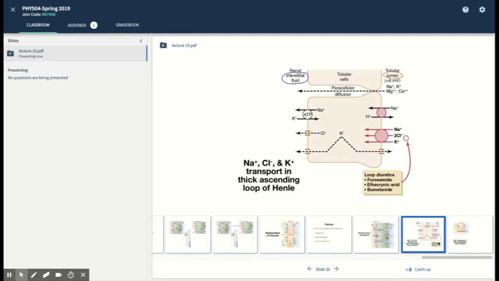The loop diuretics, your furosemide, actually competes. It's a competitive inhibitor for the chloride binding site. So furosemide will specifically outcompete chloride if it's present. It will stop the function of this because you need all 4 of those ions to be able to bind to that cotransporter in order to get it to move.